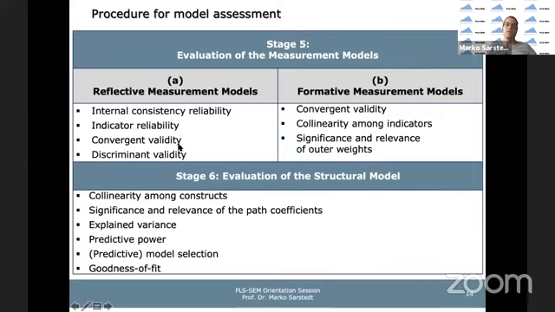For example, discriminant validity assesses whether two constructs which are conceptually different, so you put them into your model because you think they are different, are also empirically different. So are they the same more or less, or are they really distinct also from a statistical point of view? This is important, obviously. And there's lots of discussion here on how to evaluate these types of models.